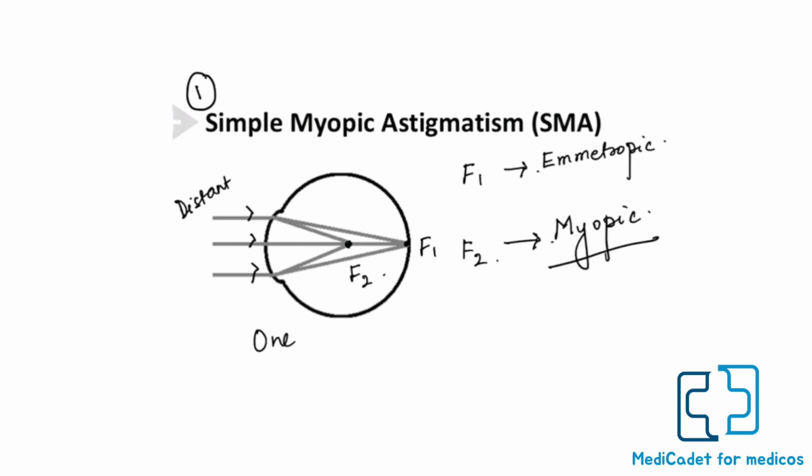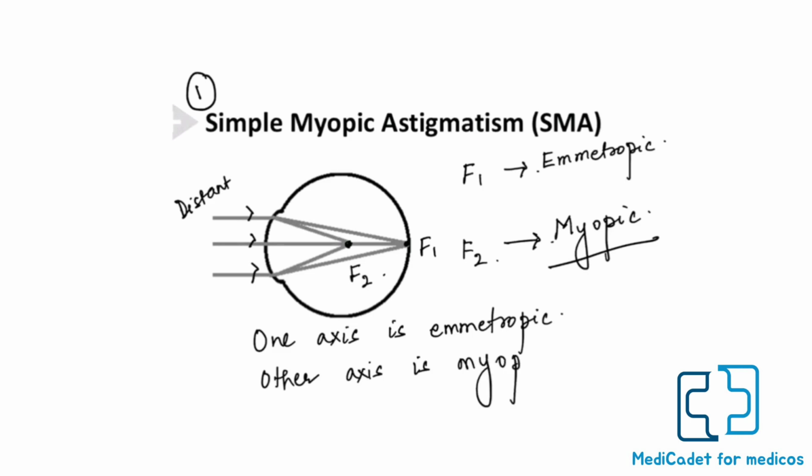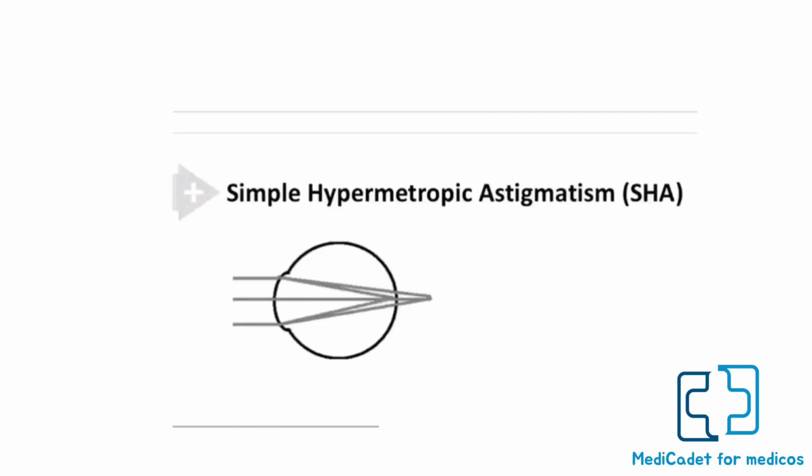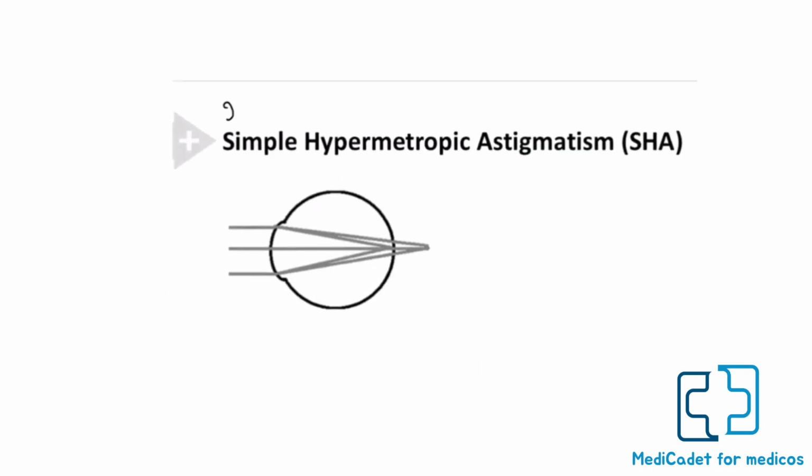So what is an SMA? SMA means that out of the two principal axes, one axis is emmetropic. So see here, F1, one of the two axes is emmetropic and the other axis is myopic. So this is called as simple myopic astigmatism, SMA. Okay, now what is the counterpart of this? The counterpart of this is this, that is SHA, simple hypermetropic astigmatism.